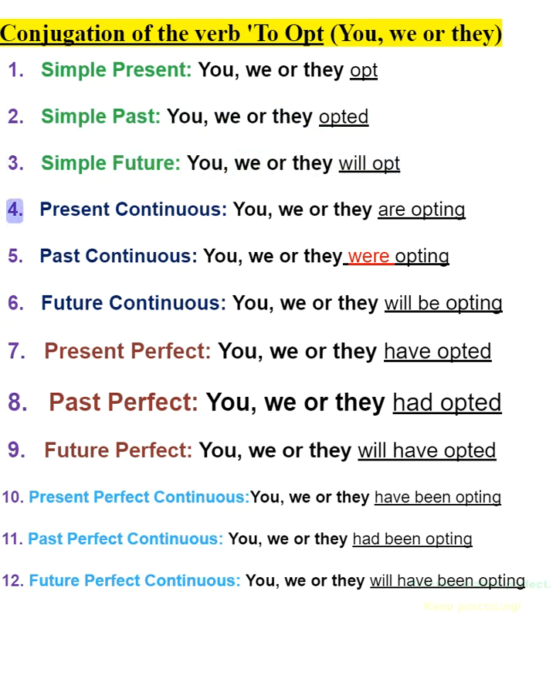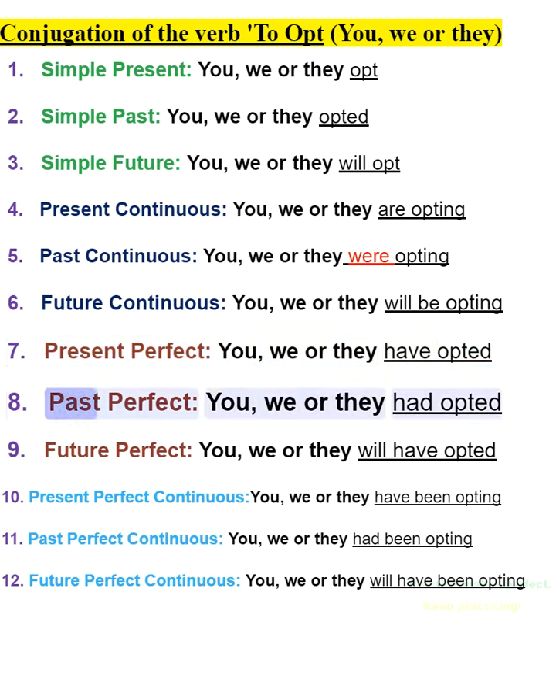4. Present continuous. You, we or they are opting. 5. Past continuous. You, we or they were opting. 6. Future continuous. You, we or they will be opting. 7. Present perfect. You, we or they have opted.